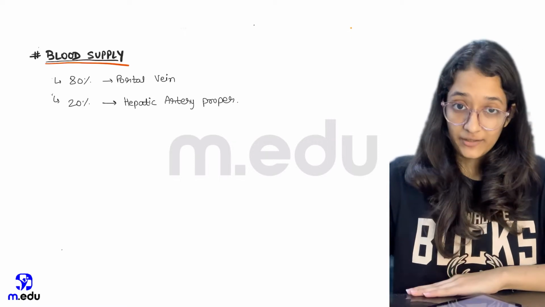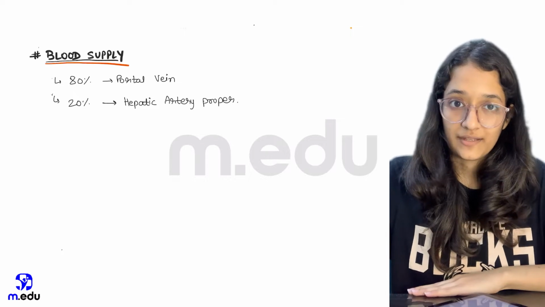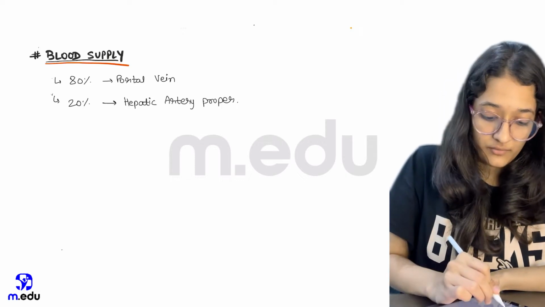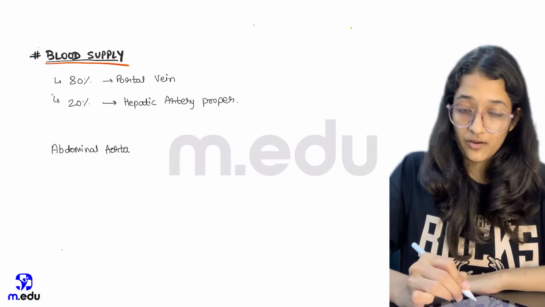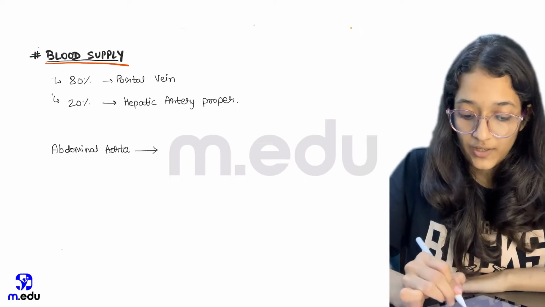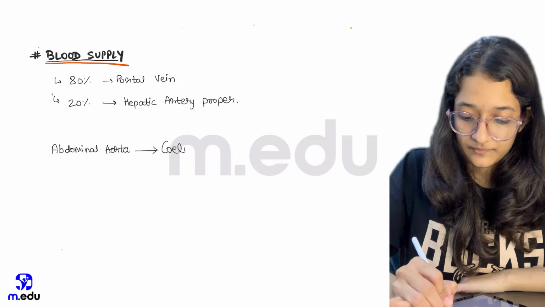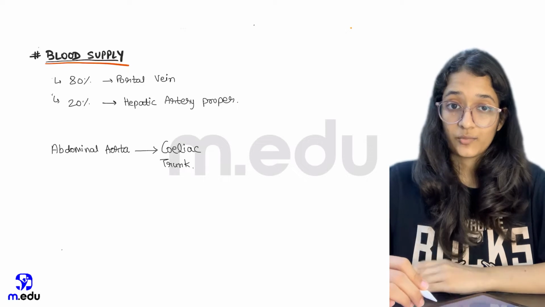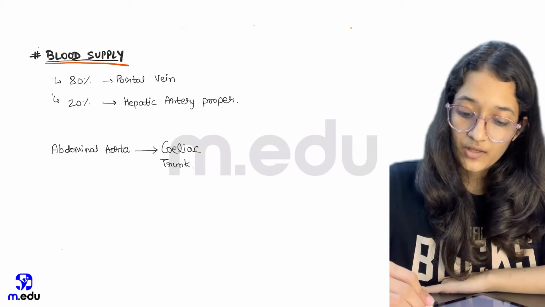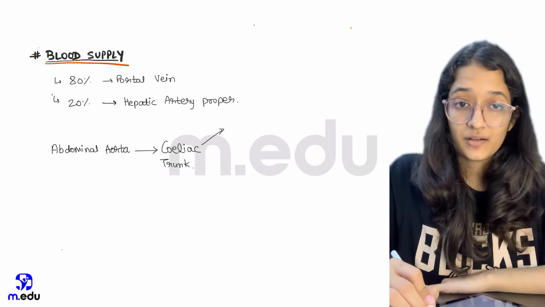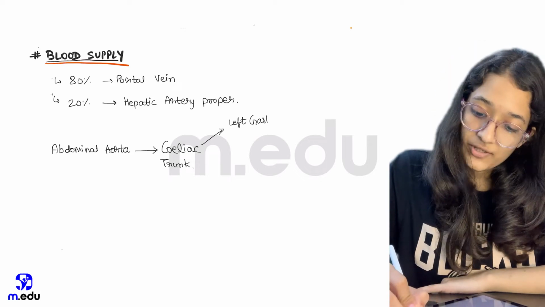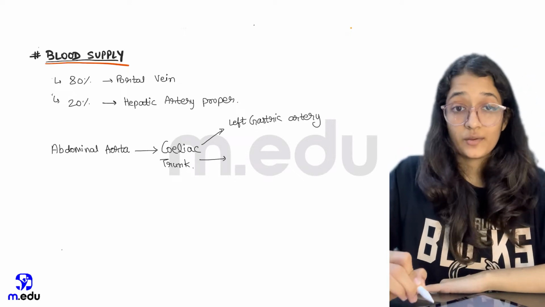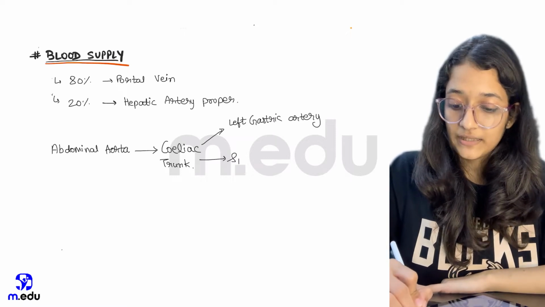Now let's take a look at the cardiovascular system anatomy-wise. The aorta, we have the thoracic aorta, and then we have the abdominal aorta. Coming out of the abdominal aorta, we have this big vessel called the celiac trunk. Now the celiac trunk will split into 3 vessels. The one going to the stomach is the left gastric artery. The one going to the spleen is the splenic artery.